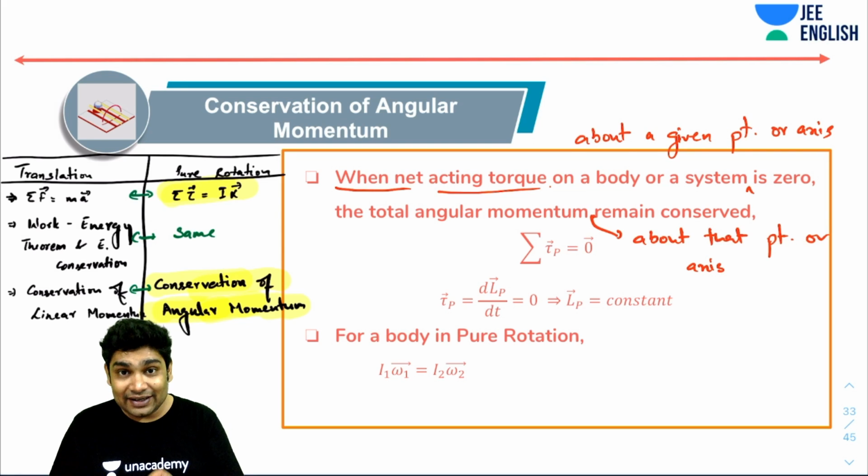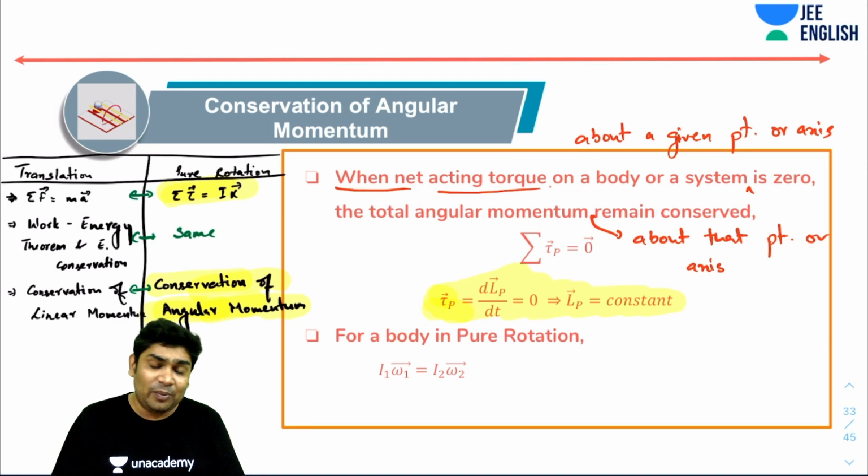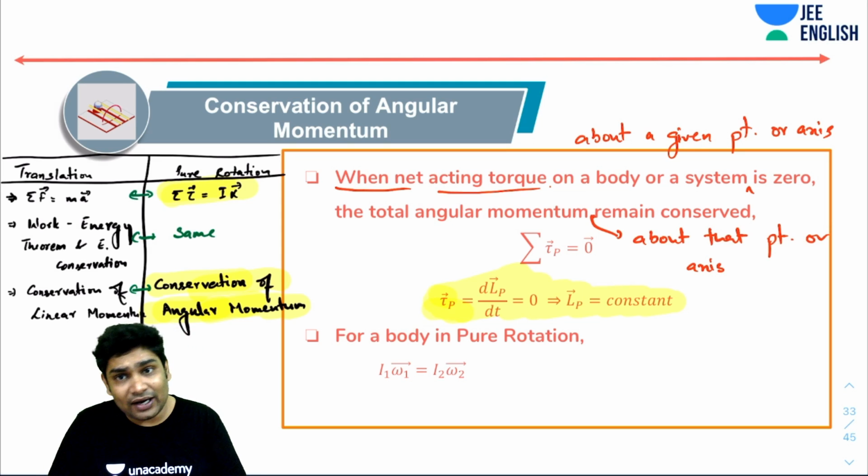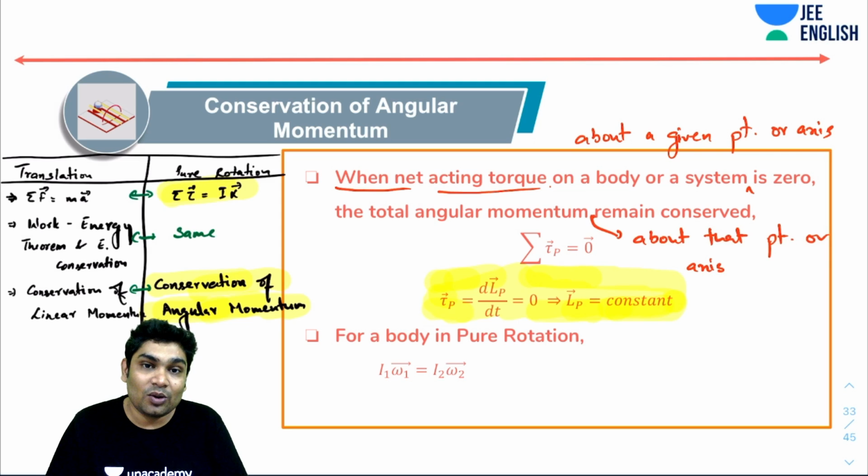So you see here I have used the subscripts. So if tau about p is 0, then L about p is constant. Where tau about p may be the torque about p or about an axis passing through p. And angular momentum would also be the same. It will be either the angular momentum about the point p or about the axis passing through p.